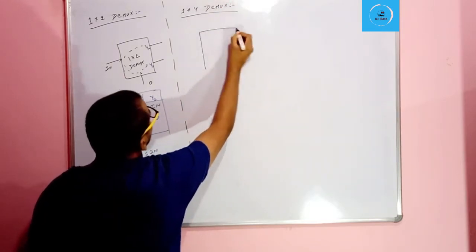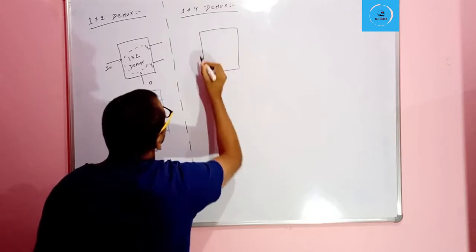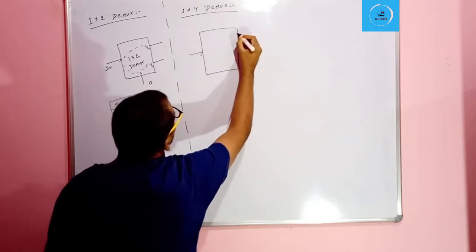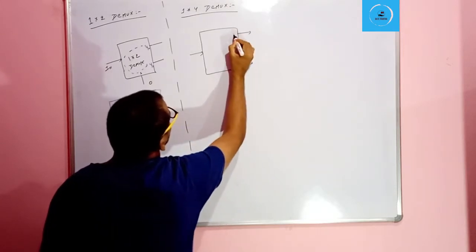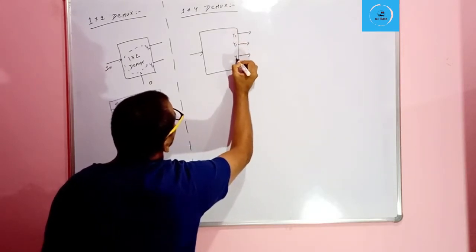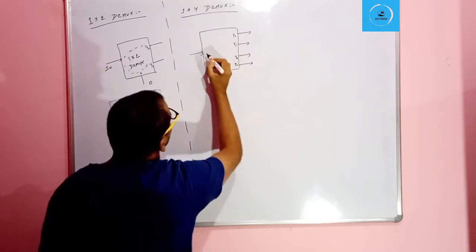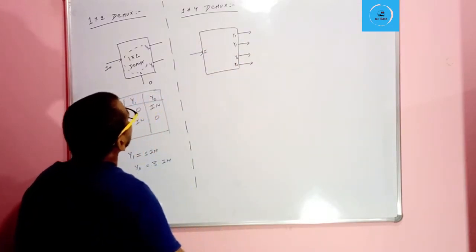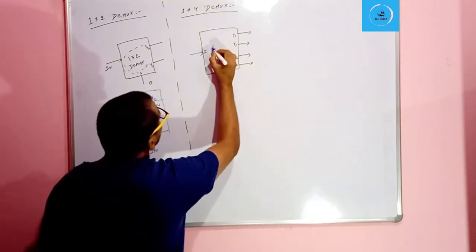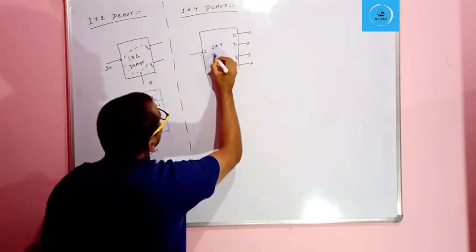So first make here. There will be the single input and there will be 4 outputs. This is y0, y1, y2 and y3, and this is the I. This is the 1:4 demux.